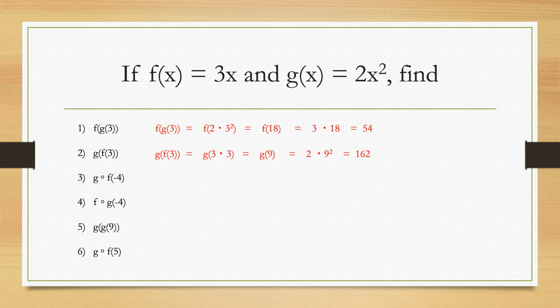Okay, so g of f of negative 4 means that we're going to give a negative 4 to f. It takes the input, multiplies by 3. That gives me negative 12. So now I'm going to input a negative 12 into g, which squares the input. That makes 144.